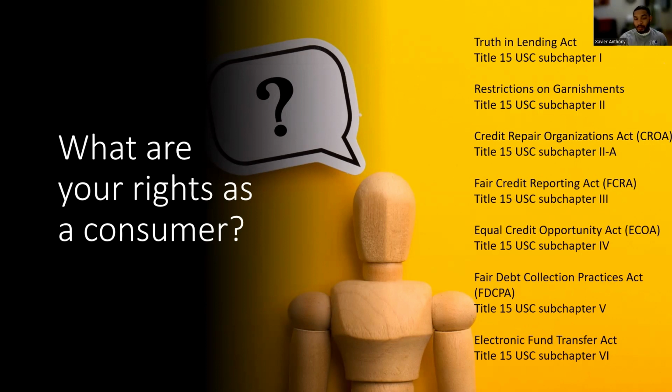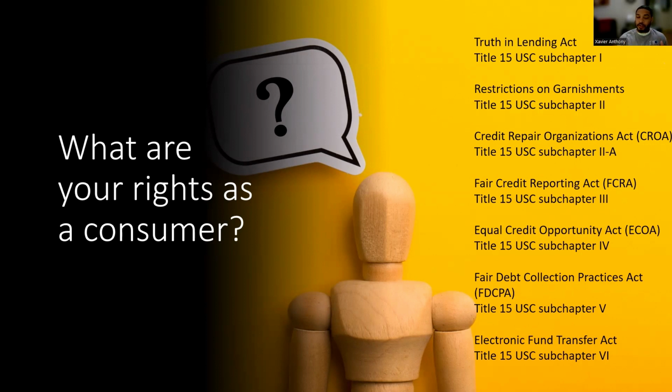Next is probably my favorite, 15 USC, Subchapter 3, the FCRA, Fair Credit Reporting Act. The Fair Credit Reporting Act pretty much gives consumers the right to access and correct their consumer reports. It gives you the responsibilities of consumer reporting agencies. It breaks down what a consumer reporting agency is. It gives you a lot of different definitions that y'all should look into. I'm not going to dive too deep into it, but it's definitely worth looking into.